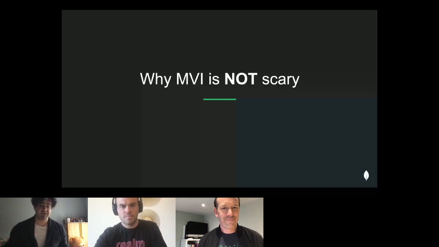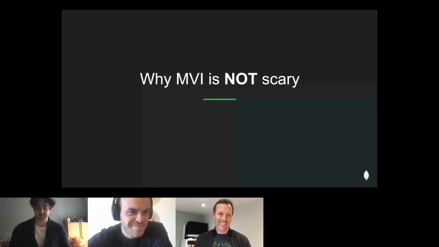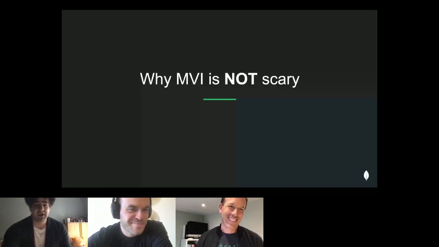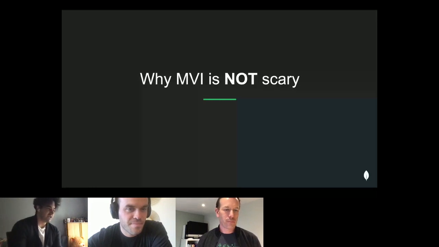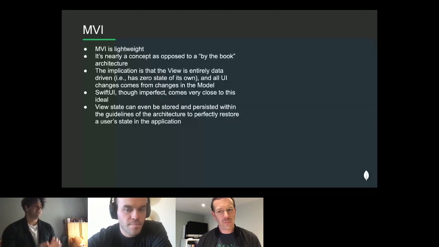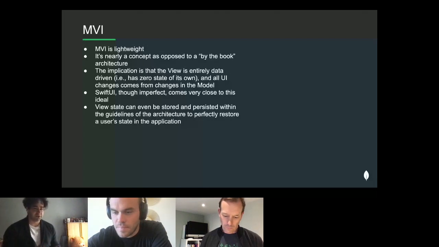Why MVI is not scary, not as in all capital letters, because I'm super serious, guys. So MVI is lightweight. It's nearly a concept as opposed to a by-the-book architecture. There are standards and practices you should definitely follow. Your business logic should be on the actual instance of the data model, right? The two-way data binding should be happening on the view itself. There's some wiggle room, but not really.